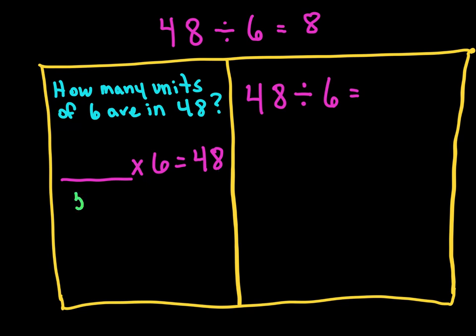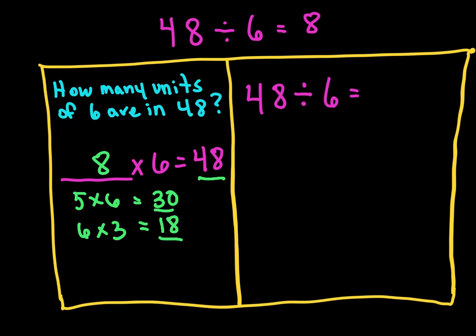5 times 6 is equal to 30. And then when we say 48 take away 30 will give us 18. All right, and then we say, well, 6 times what gives us 18? Well, 6 times 3 is equal to 18. 30 plus 18 is 48. So how many units of 6 are in there? Well, it's 8.